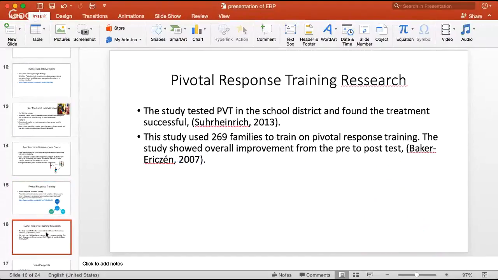So I do have a little bit of research on this. It's tested in school districts, and they found out that it was successful. And then this was a broad one, which is great because there were a lot of participants for this one. There are actually 269 families to train on pivotal response training. The study showed overall improvement from the pre to post test of this pivotal response training in their children, and it allowed for you as families to work with your children in a more productive way and a way that they'll enjoy.